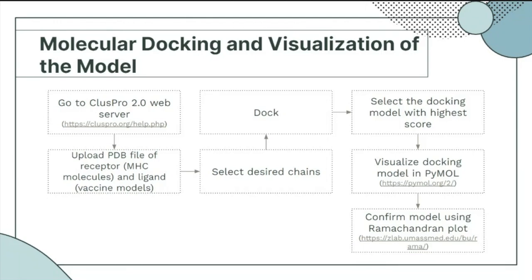And during this step, some adjustment can also be made to obtain the best docking model for the vaccine. And the docking result model can then be visualized using PyMOL. And the additional confirmation step to ensure correct protein conformation will also be done using the Ramachandran plot.